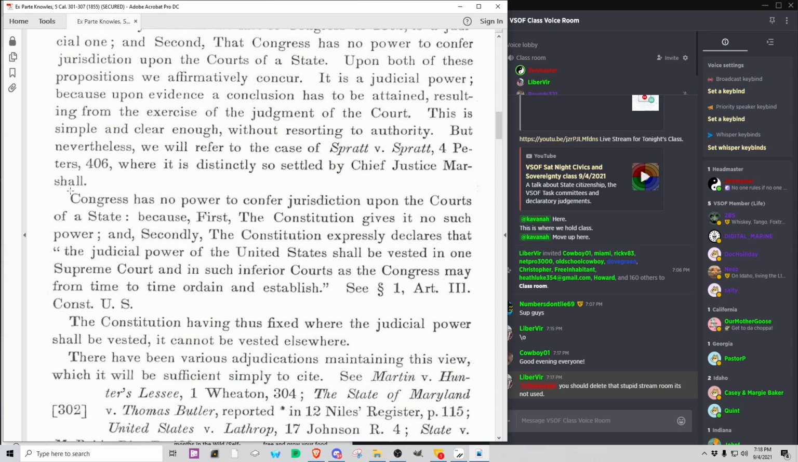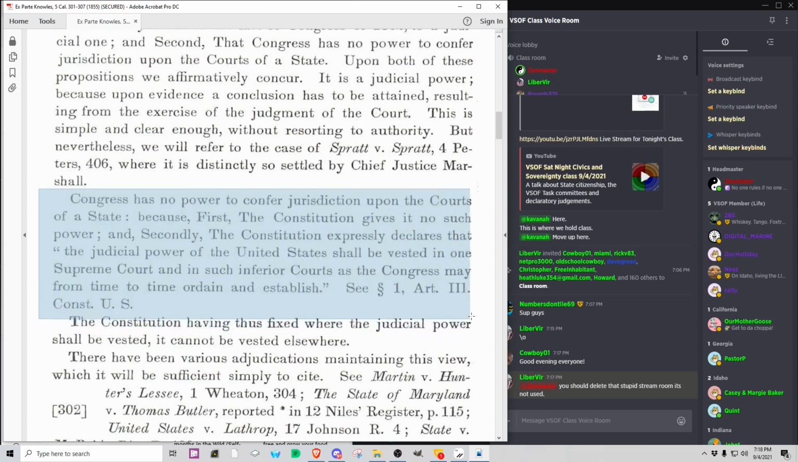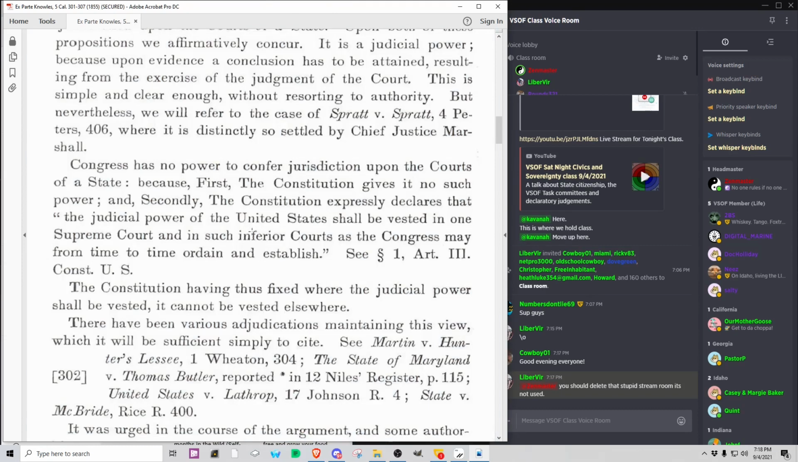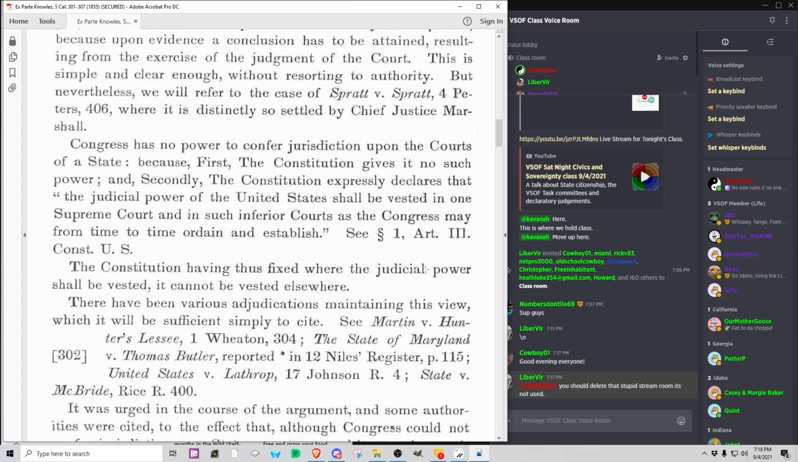So this is where you're getting into this fact that the state courts and the federal courts are two different sets of courts. They're two different jurisdictions, okay? Dealing with two different aspects of subject matter. The Constitution thus fixed where the judicial power shall be vested. It cannot be vested elsewhere, right? Because power, remember, power is always vested. The power came from us.